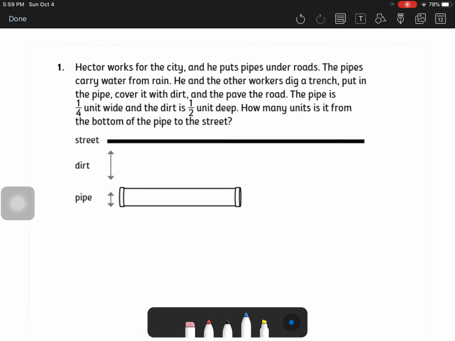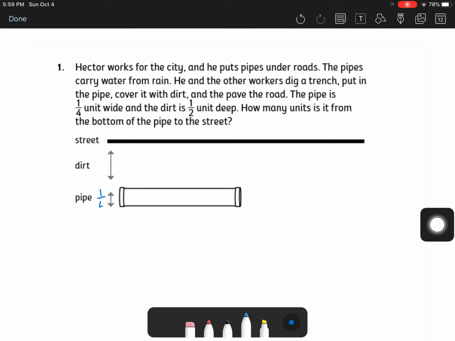All right, so now here are a few word problems. It says Hector works for the city and he puts pipe under roads. The pipes carry water from rain. He and the other workers dig a trench and put in the pipe, cover it with dirt, and pave the road. The pipe is 1/4 unit wide. The dirt is 1/2 unit deep. How many units is it from the bottom of the pipe to the street?